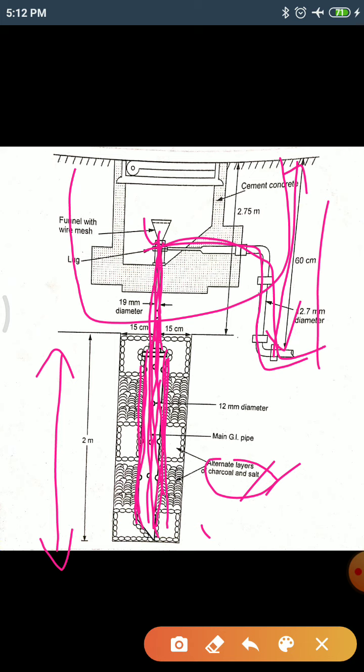Whenever during the summer season the soil dries, you can pour salted water at that time to increase the conductivity of the earthing. So these are your types of earthing.